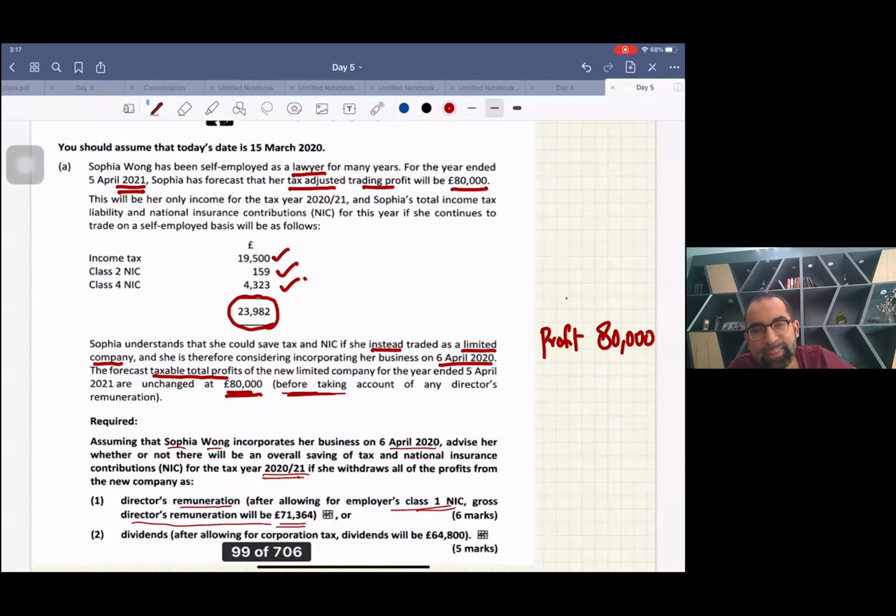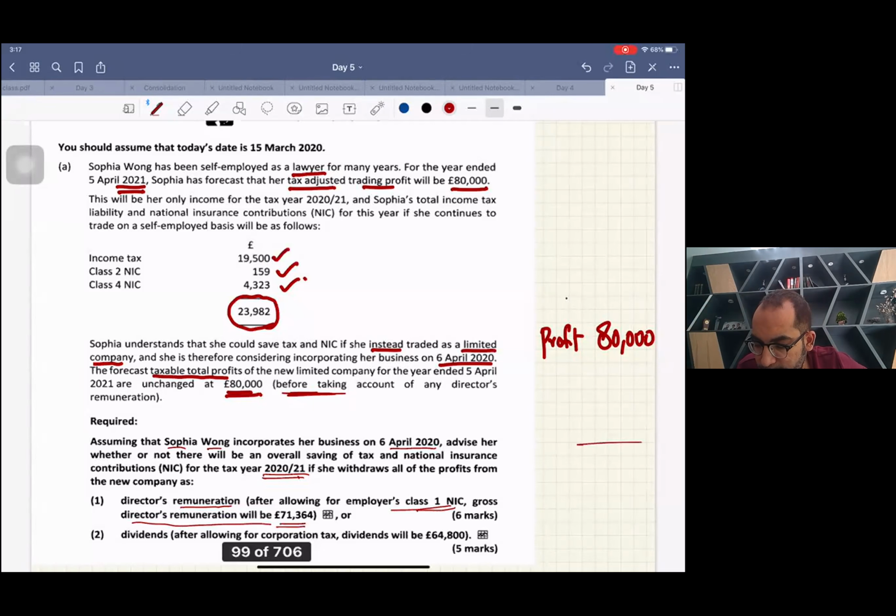Listen. Now, as a student, you may ask, sir, why didn't she withdraw the complete 80,000 as a salary? Why only 71,364? The reason is, if she withdraws the complete 80,000 as a salary, then the company, as the employer, has to pay class 1 employer NIC. So in the corporation tax sheet, there will be a loss. Wait, listen. And the company does not have that much cash as well.